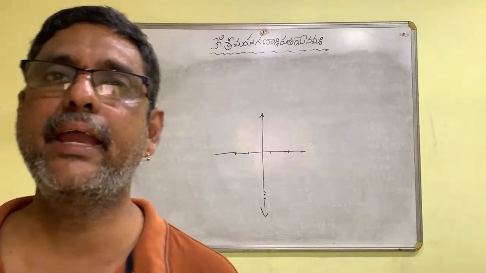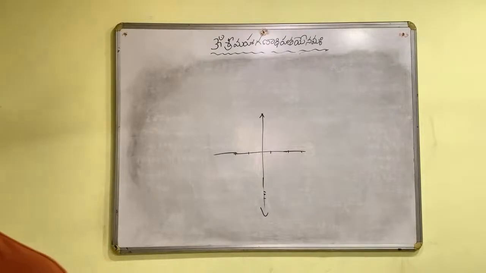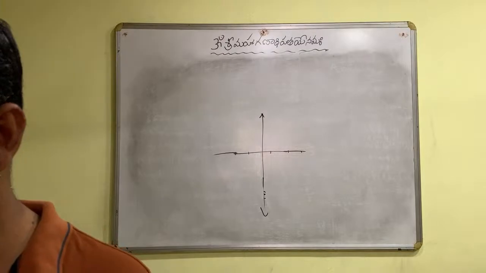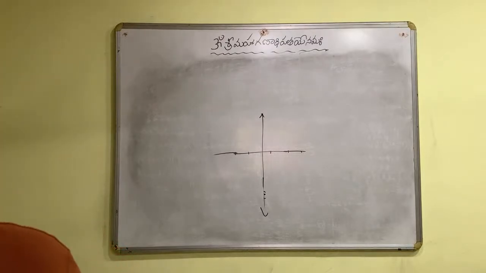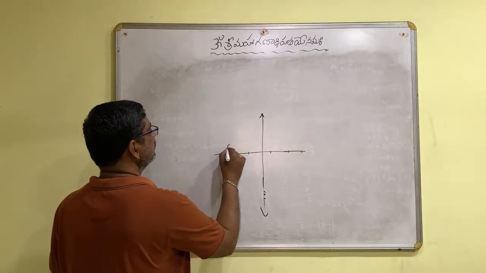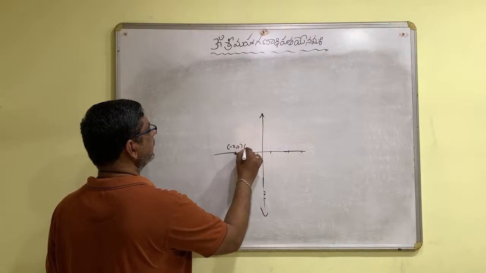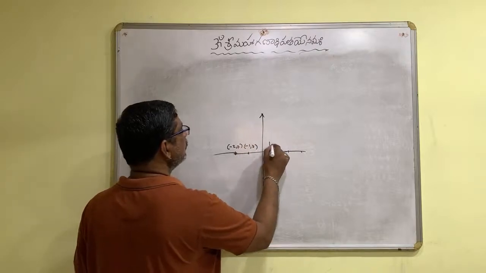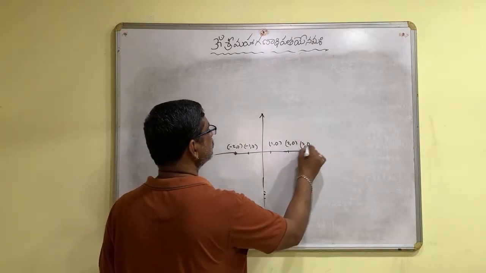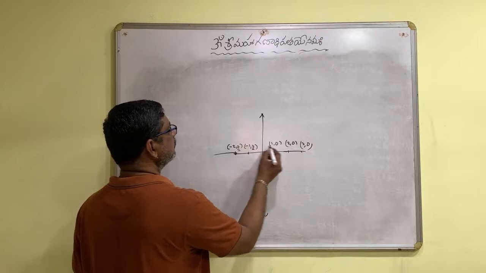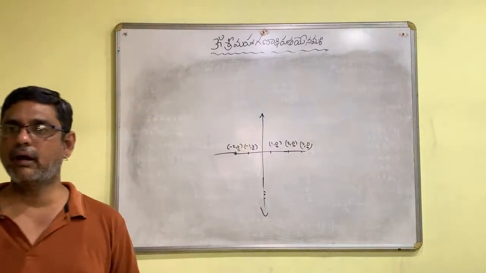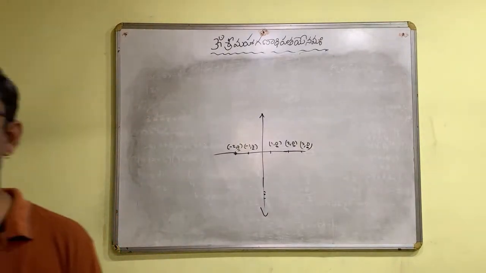What is the y coordinate of any point on the x-axis? 0. See this point negative 2 comma 0, this point negative 1 comma 0, 1 comma 0, 2 comma 0, and this one 3 comma 0. So clearly we can observe that on x-axis the y coordinate is 0.